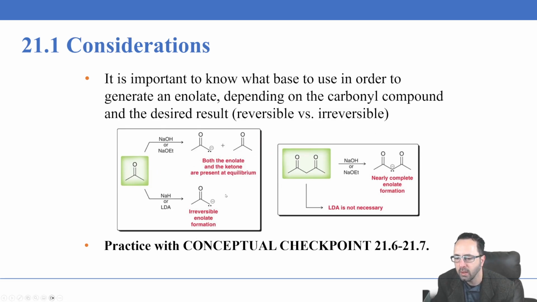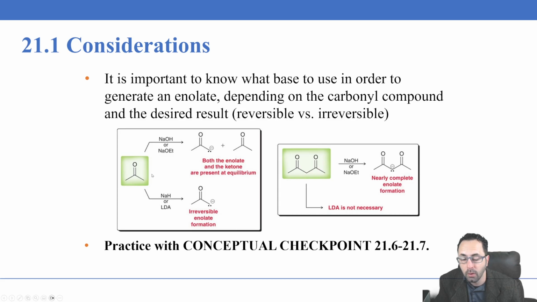So it's important to keep in mind what base you want to use to generate the enolate ion, because as we said before, a lot of our reactions in this chapter are going to involve the enolate ion as an intermediate. And so if you have just a standard ketone here, remember that sodium hydroxide or some alkoxide ion will not be basic enough to irreversibly form the enolate ion. So we're going to get some of the enolate ion, but we're going to have some significant amount of the unreacted ketone remaining at equilibrium.